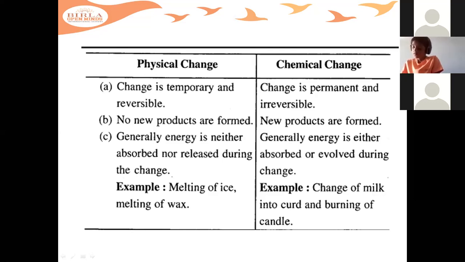Then change of milk into curd. It is also a chemical change. You cannot bring back that curd. You cannot transform that curd into milk again. And even more examples are rusting of iron. Iron, if it is rusted, you cannot bring back that iron into its normal state. If it is completely rusted, it will be spoiled a lot. So these are some changes which are taking place.